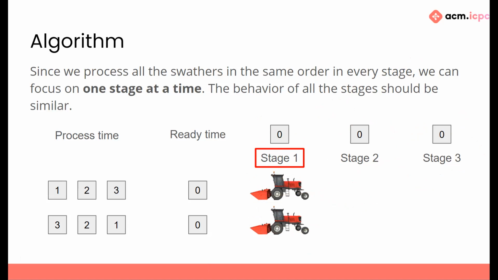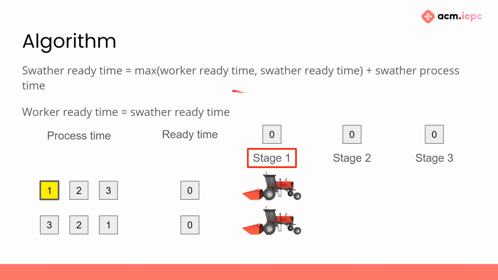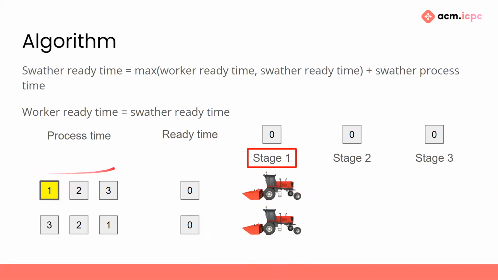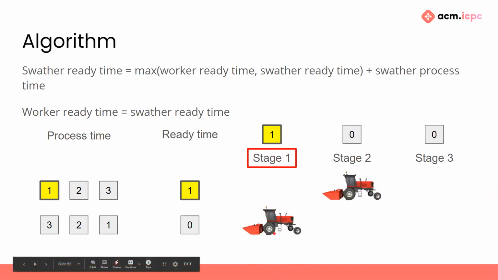Okay, let's go to the next slide. And let's look at stage 1 first. Stage 1 and the first swatter. It takes 1 minute to process a swatter. So the next time this swatter is ready would be 1, right? And then it takes 1 minute for the worker to work on it as well. So we set the ready time of the worker to 1. And after processing the first swatter, we pop it to stage 2. Now, the worker is ready for the second swatter.